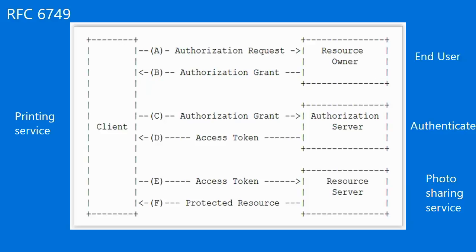And just for some of the terms, imagine you've got some photos up on the internet and you want to print them out. So you have an end user, which they call a resource owner, wanting to go to a printing service, which they call a client. The photo sharing service is going to provide the photos, and they call that a resource server. And then you need an authorization server, which is for authentication.